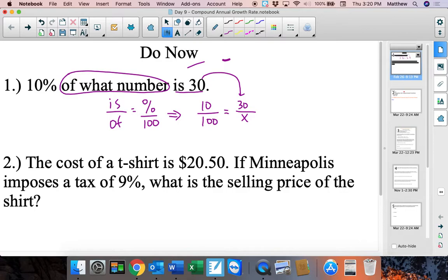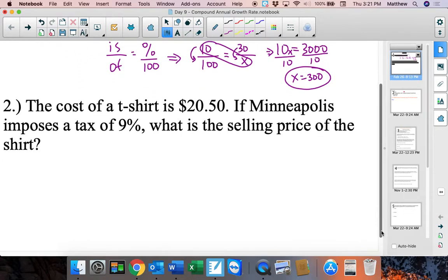We can cross multiply, or maybe you could just do a little quick math. 10 times what gives you 100? 10. So this should be 30 times 10. This should be 300. But let's cross multiply. So 10 times x gives me 10x equals 3,000. Divide both sides by 10, and we're left with x equals 300. So 10% of 300 is 30, or 30 is 10% of 300. Now let's look at the second one.